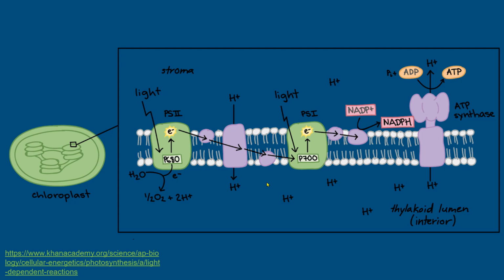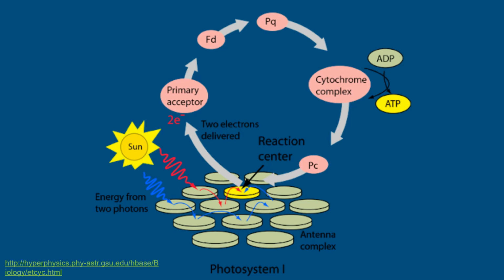However, there is such a thing called cyclic electron flow in light-dependent reactions, which I want to go through now. So this diagram shows the light-dependent reactions assuming cyclic electron flow. And it presents the material a bit differently than the previous diagram. However, we can go through the same.